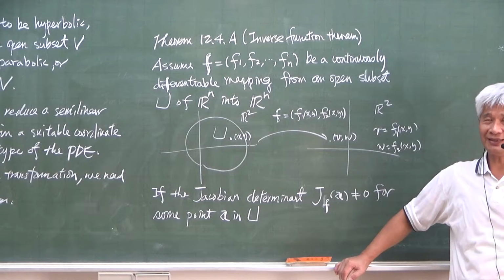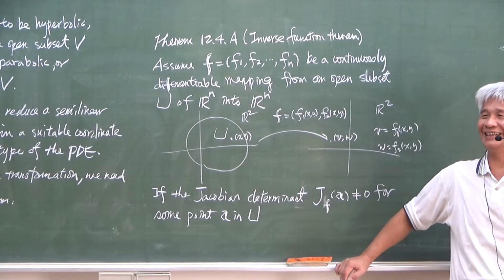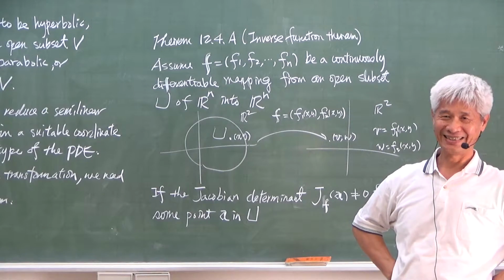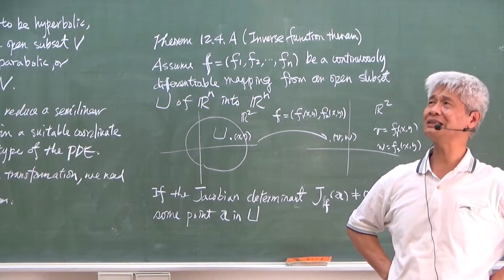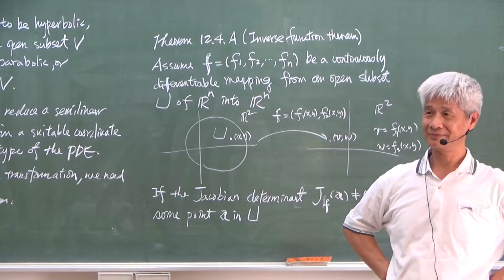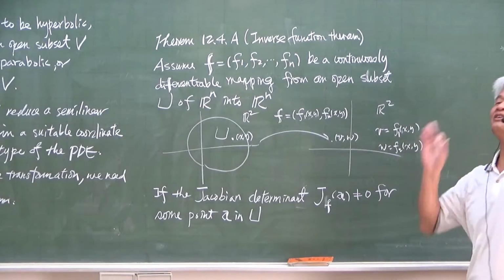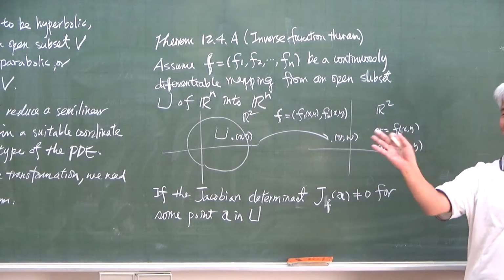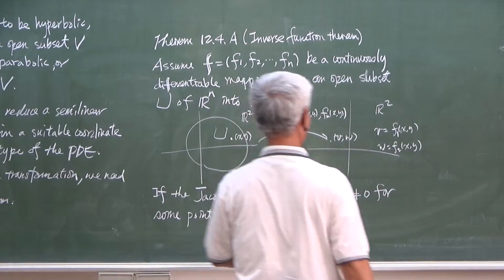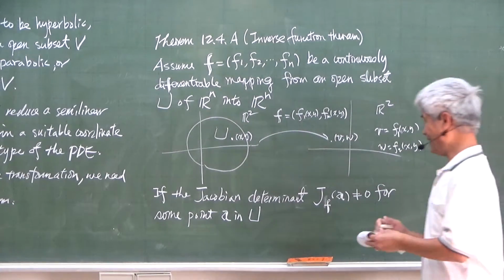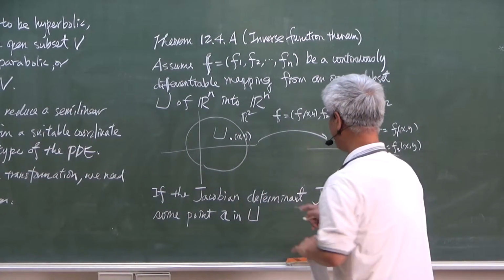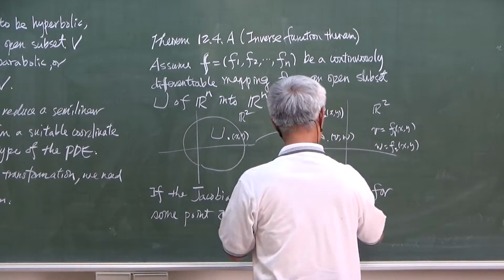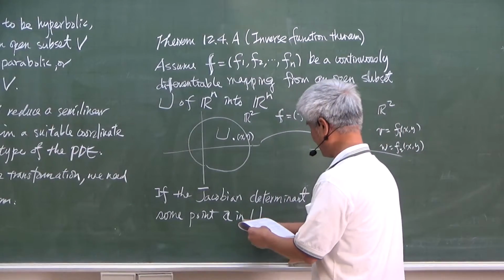And do you remember what a Jacobian matrix is? When you were a freshman, I believe you learned multi-variable calculus, right? I believe so. Okay. But if you forgot what a Jacobian matrix is, please raise your hand. Okay, good. Don't be shy, right? It's very common. So I will write it down for you. Okay, let me finish the statement first. The Jacobian is not equal to 0 for some point A in U.